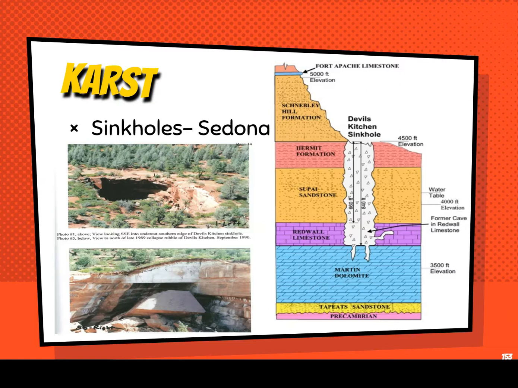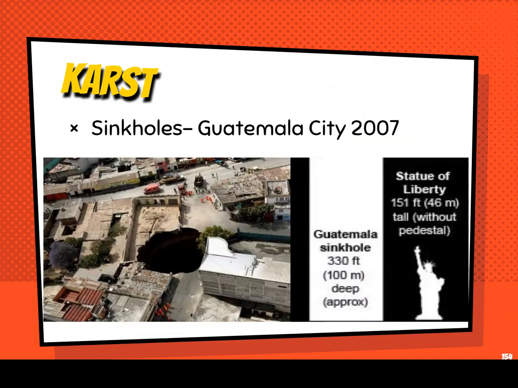Now, what's causing the sinkhole is actually pretty far underground. You can see there's the Redwall limestone that's dissolving. There's also a little bit of dissolution in what's called the Martin dolomite. Remember, I mentioned dolomite earlier as one of the rocks that dissolve. So as the Redwall's dissolving, that Supai sandstone and the Hermit Formation are collapsing into there, which is kind of cool. So yeah, and you can hike out to most of these, which is pretty fun.